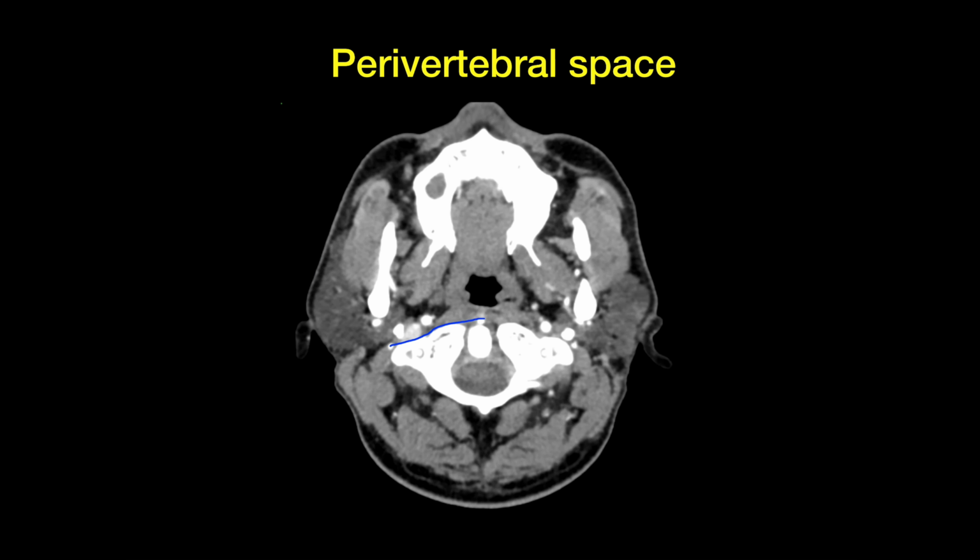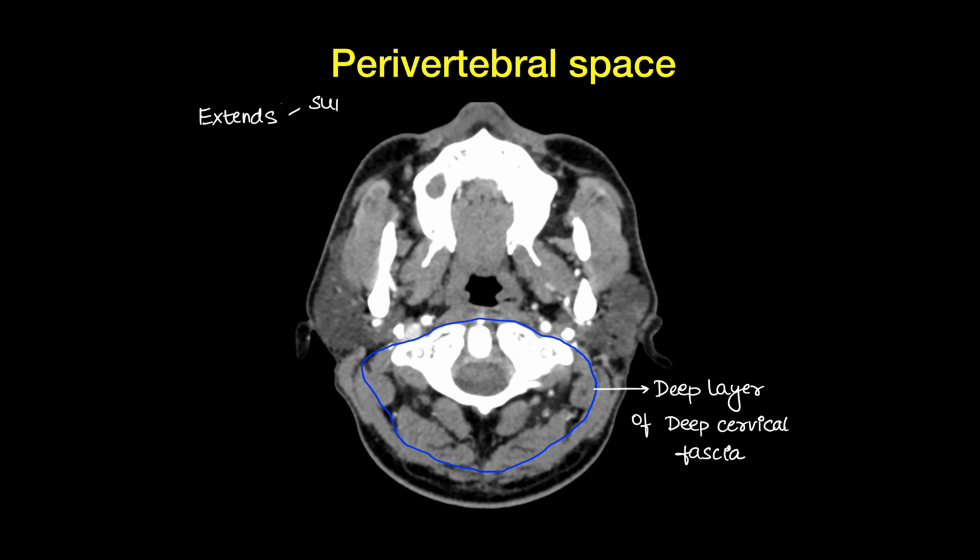The last midline unpaired space we'll discuss is the perivertebral space. Leaving behind the trapezius muscle, whatever we have, the paravertebral muscles, the vertebral body, everything comes in the perivertebral space. It is covered with the deep layer of deep cervical fascia. Behind the space is the trapezius muscle, which is covered with the superficial layer of the deep fascia. The perivertebral space extends into both suprahyoid and infrahyoid neck like other midline spaces.